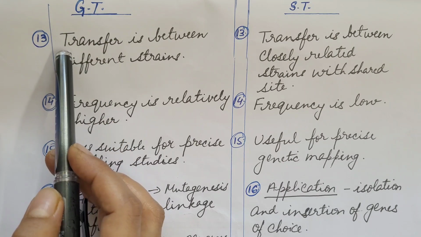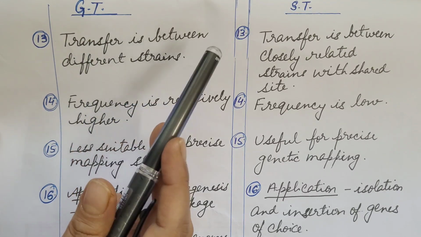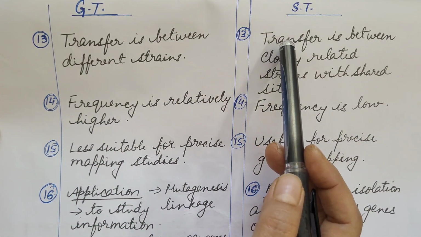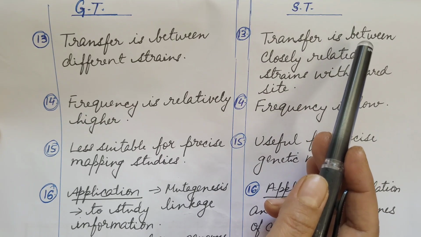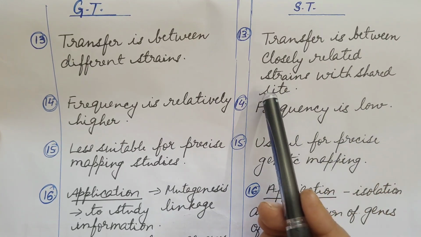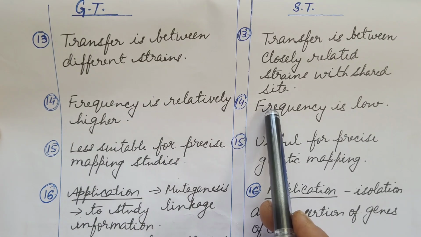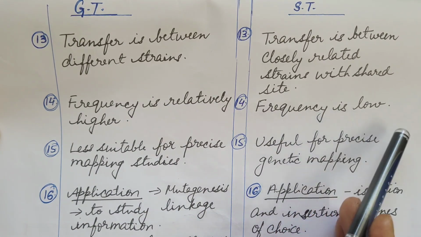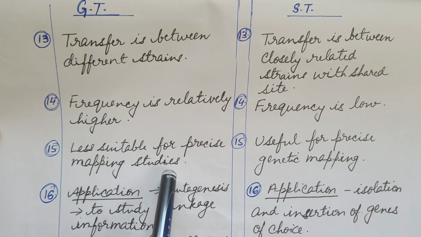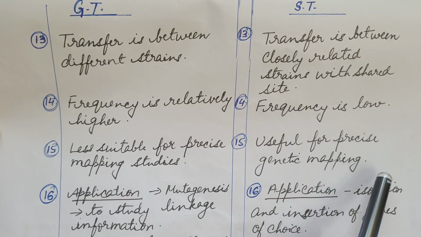In generalized transduction, transfer from donor to recipient bacteria is between different strains, and in specialized transduction, transfer between donor and recipient is between closely related strains with a shared site. Frequency of generalized transduction is relatively higher. Frequency of specialized transduction is low. Generalized transduction is less suitable for precise mapping studies. Specialized transduction is useful for precise genetic mapping.